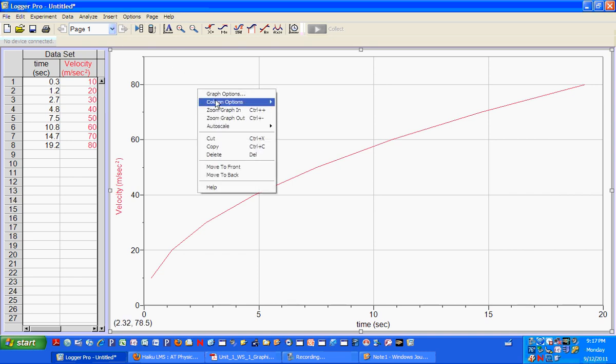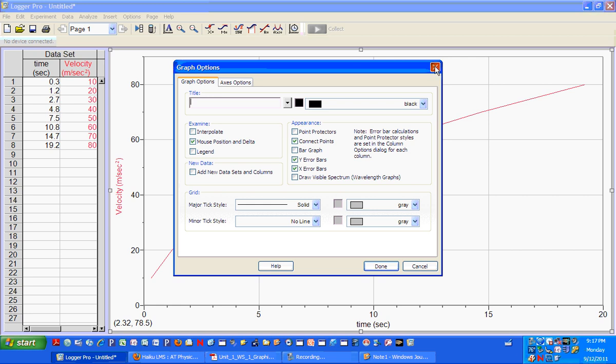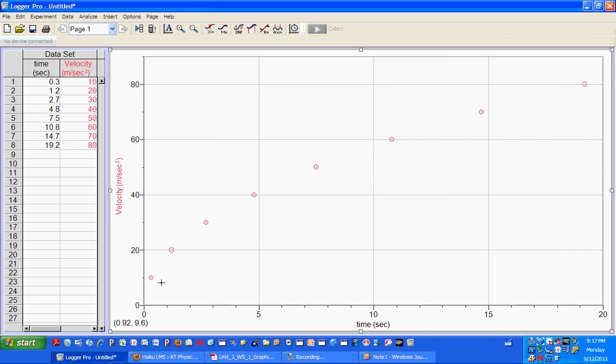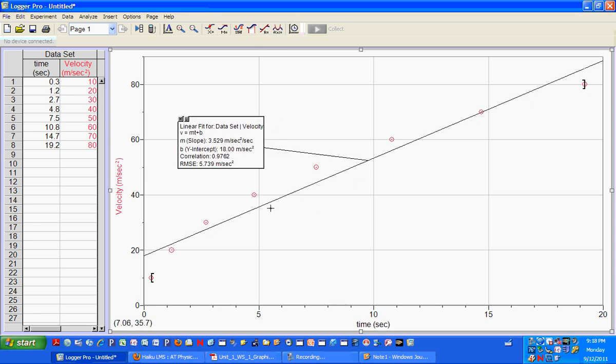For options, you can get the graph options this way, or you can get them here. What I want to do is turn on point protectors and shut off connect the points. You can see this is curving, just to see that it's clearly not a straight line. I can throw a straight line on there and you can see this does not fit very well. I got a point down here, it curves off this way, and this goes straight through here.